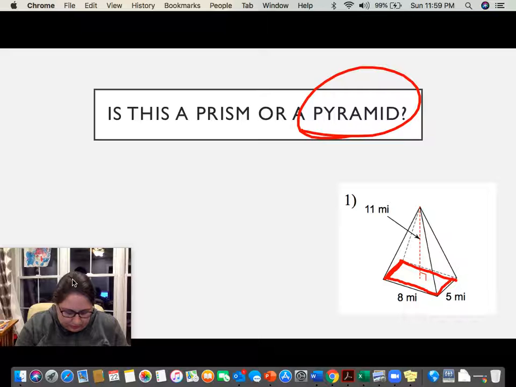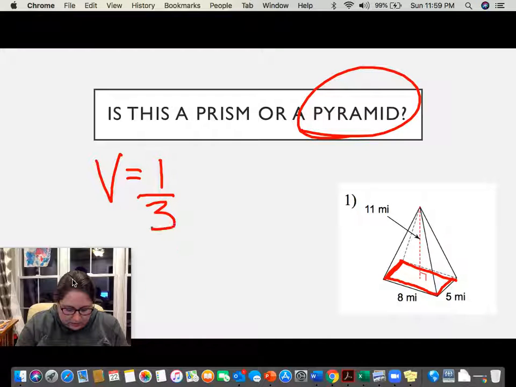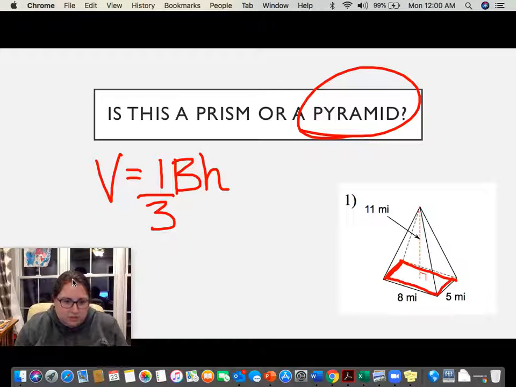As soon as I know it's a pyramid, what I should be doing is writing down the formula, 1/3 times the base area times the height. Now we still have to treat this problem the same as we did the last one. We need to find the base area separately, but once we do, we can put that answer back into the formula and just multiply through.